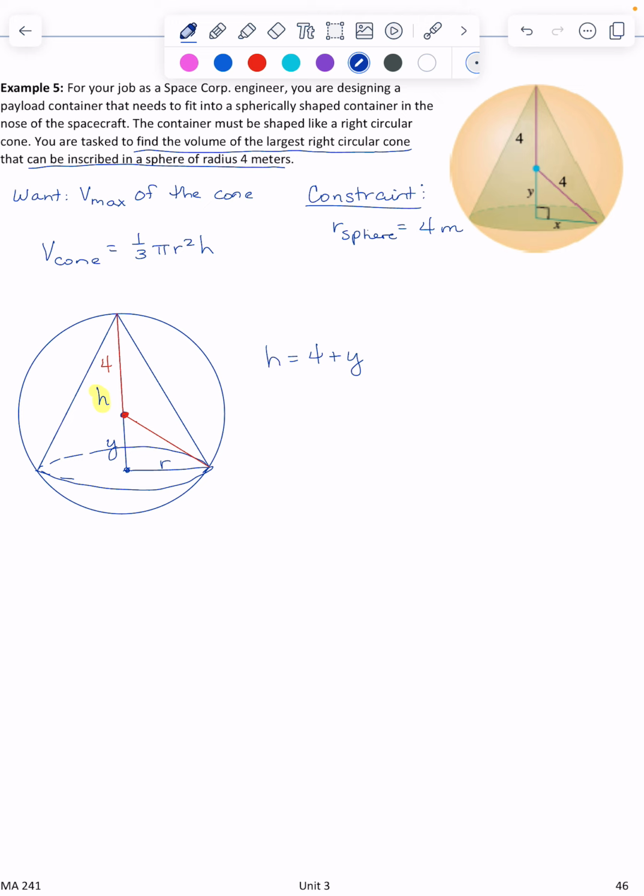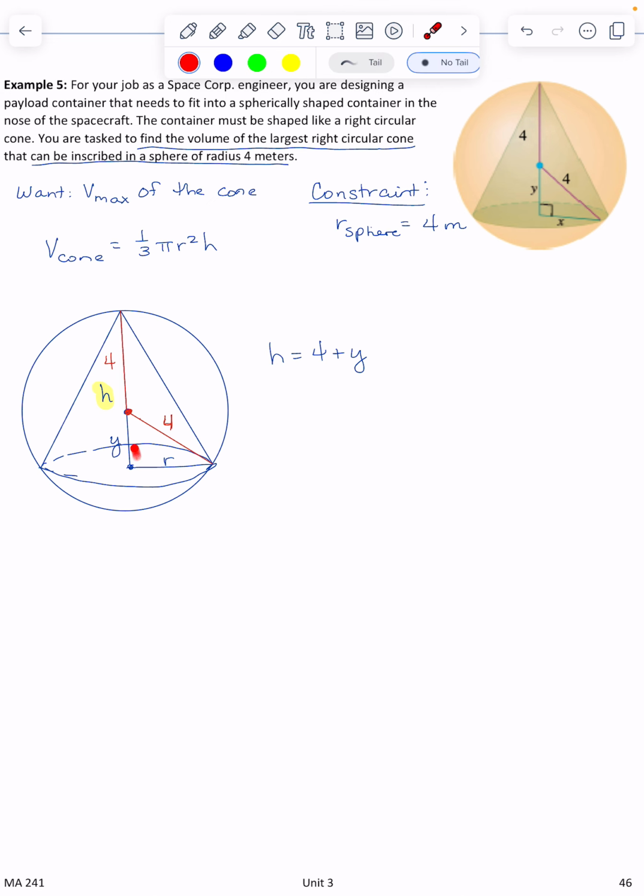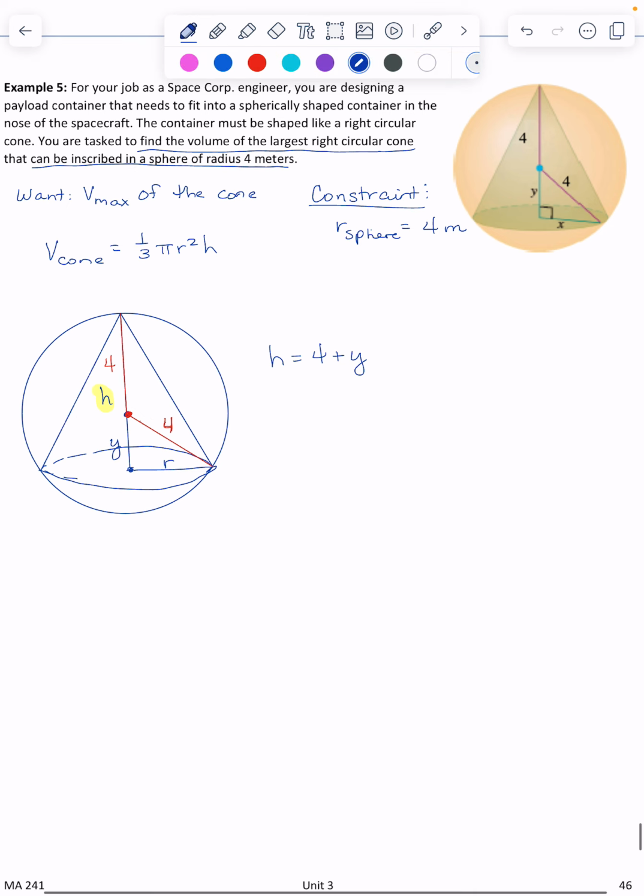I can also use, if you think about it, this right here I said was 4, the hypotenuse of this bottom triangle that we see right here. Because it's a right triangle, I also know that this is a right angle, and so I can use the Pythagorean theorem. I can say that r squared plus y squared equals 4 squared. That means that I can actually find r in terms of y, or y in terms of r.